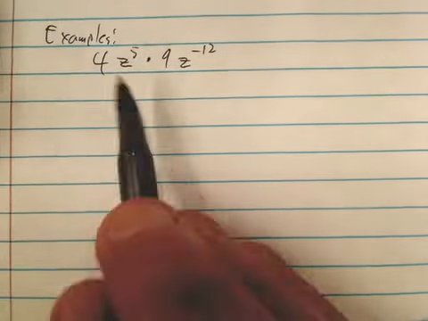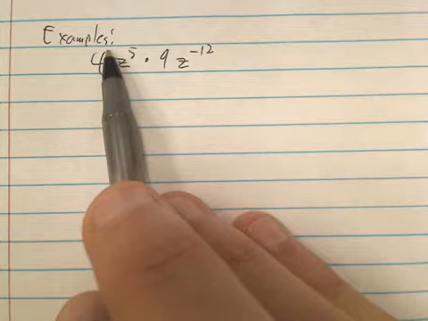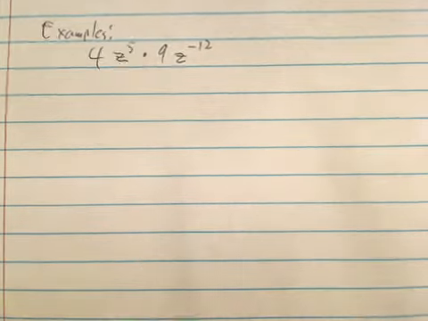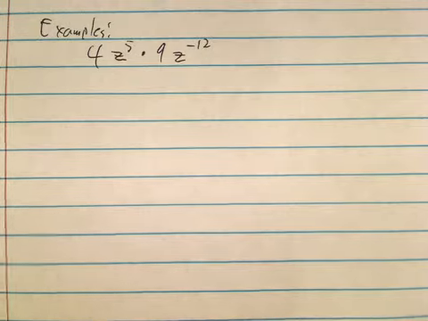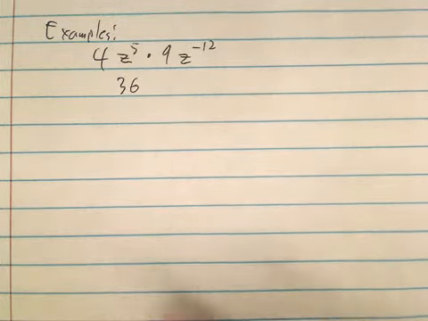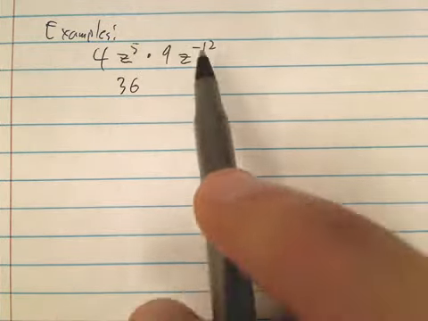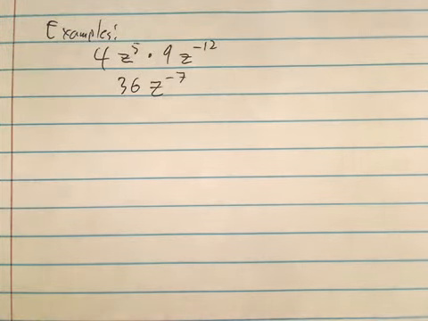The z to the fifth, that fifth power only applies to the z. It doesn't apply to the 4. If I were to say the 4 has an exponent, I would say that's 4 to the first power there. But I'm not going to write it because writing a 1 as a power is unnecessary and sometimes rude in some cultures. So the numbers out front, just multiply them. 4 times 9 is 36. And then the exponents, 5 minus 12, is z to the negative 7th.